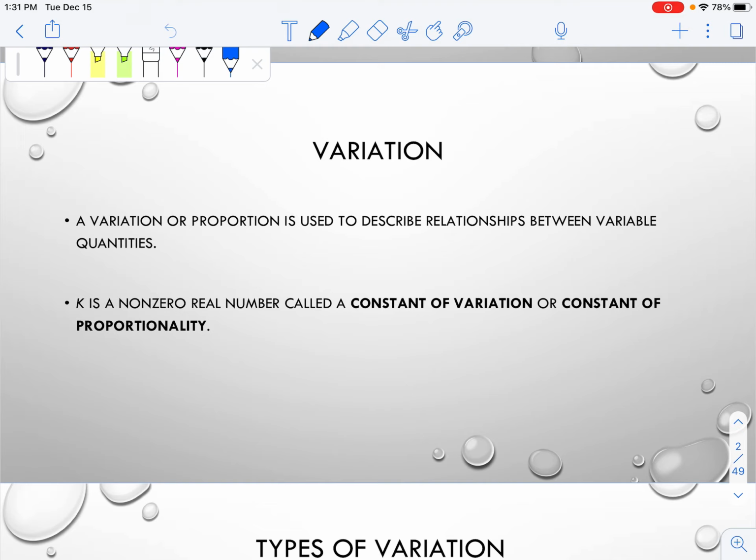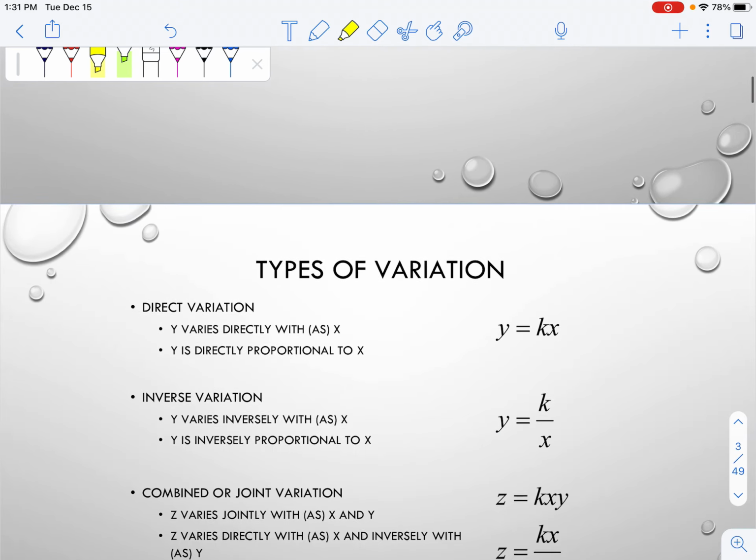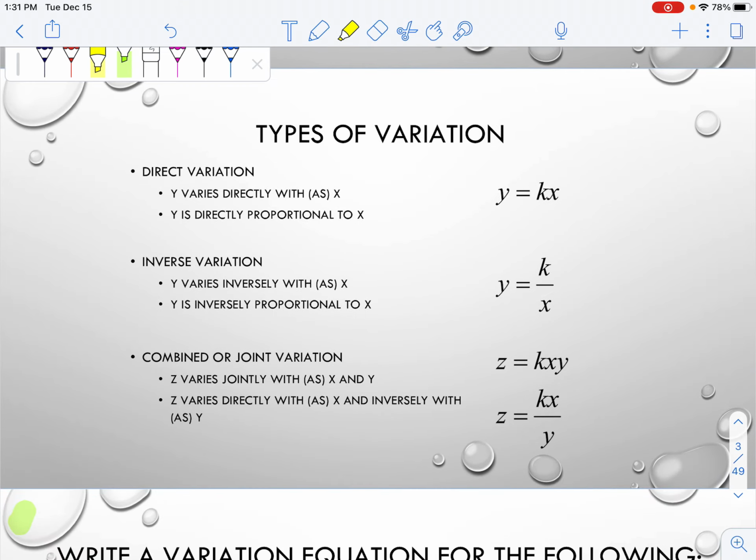Just reading the definition here, a variation or proportion is used to describe relationships between variable quantities. K is a non-zero real number called a constant of variation or constant of proportionality. A lot of times we're going to be solving for this K value in our equation. Here are your three types: direct, inverse, or combined or joint variation, where it can be both direct and inverse.